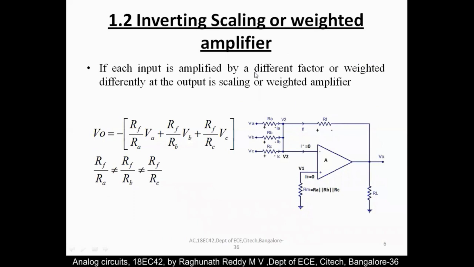Inverting scaling or weighted amplifier. If each input is applied with a different factor, or weighted differently at the output of the scaling or weighted circuit, if these three factors are different, then we say the circuit is a scaling or weighted amplifier. For example, V0 equals minus (1 into VA plus 2 into VB plus 3 into VC), where RF by RA is 1, RF by RB is 2, RF by RC is 3. So all three are different. At that time, the amplifier is called an inverting scaling or weighted amplifier.